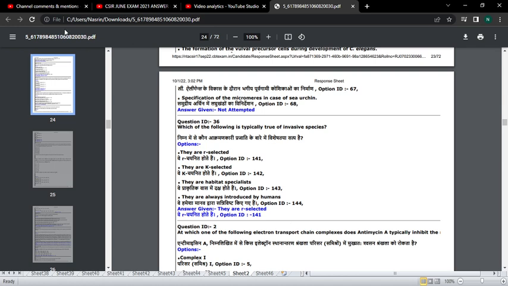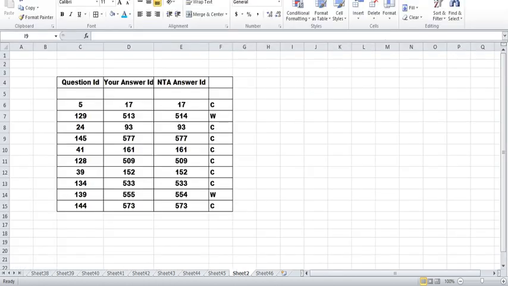With regard to the NTA answer ID, you will have an answer key, and in that answer key you can find the NTA answer ID. So first collect these things and make a table. You can use an Excel sheet, or an A4 sheet, or your CSIR preparation notebook, so that in future you can have a good memory. First write the question ID and your answer ID, then take the answer key and write the NTA answer ID.